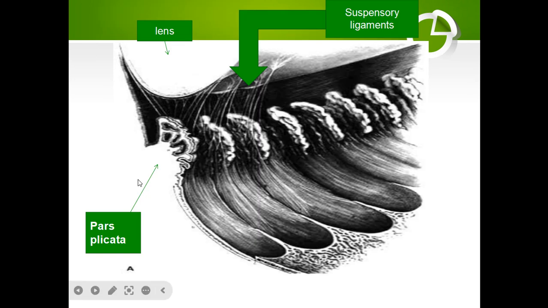Here we can see ciliary epithelium. This is the ciliary epithelium. This is pars plicata, which secretes the aqueous humor. This is the lens of the eye. These are the suspensory ligaments which hold the lens of the eye to the ciliary epithelium.